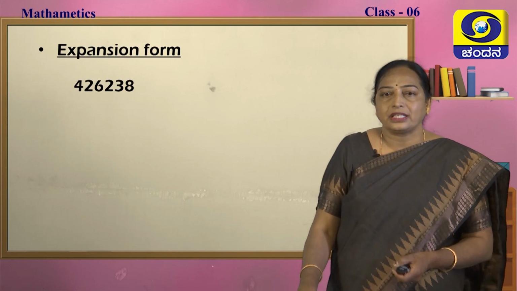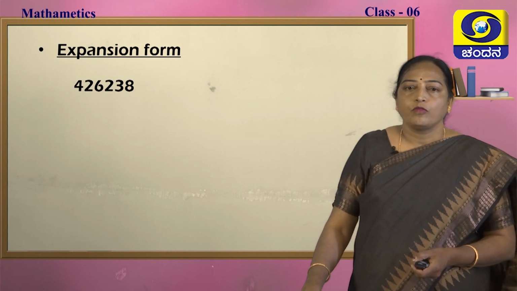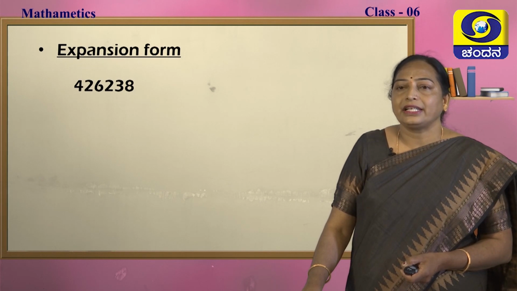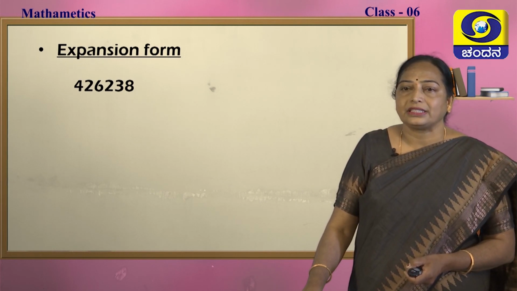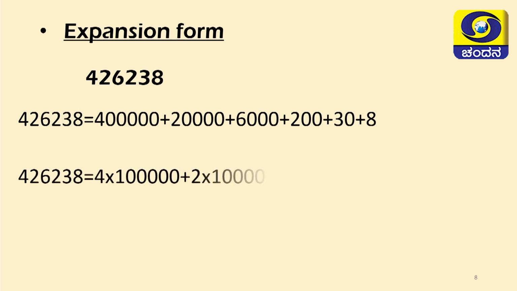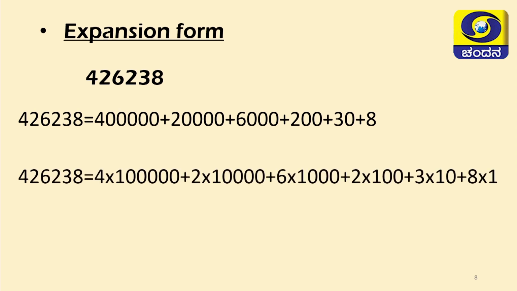Let us see the expansion of the given number 426,238. How many digits are here? 6 digits. 4 lakh plus 20,000 plus 6,000 plus 200 plus 30 plus 8. 4 into 1 lakh plus 2 into 10,000 plus 6 into 1000 plus 2 into 100 plus 3 into 10 plus 8 into 1.